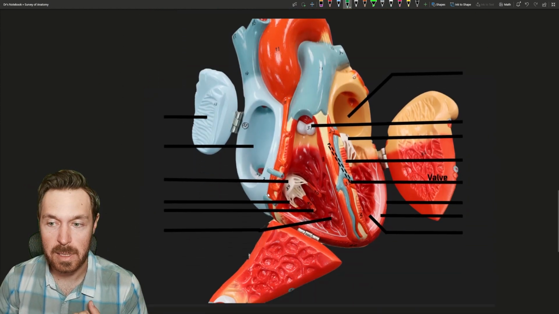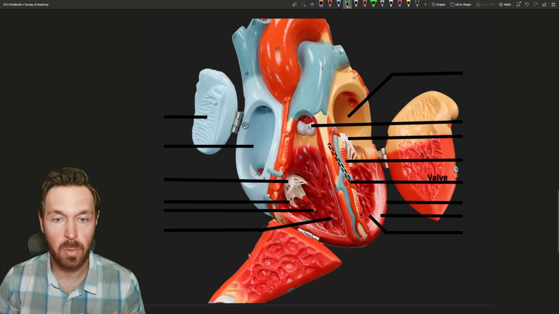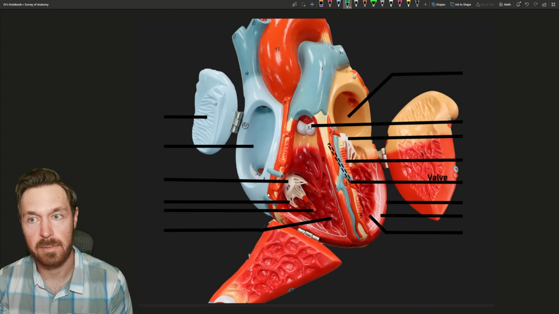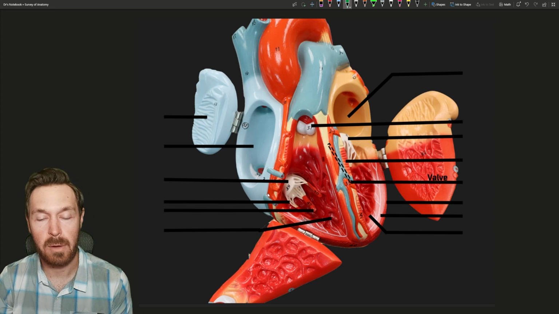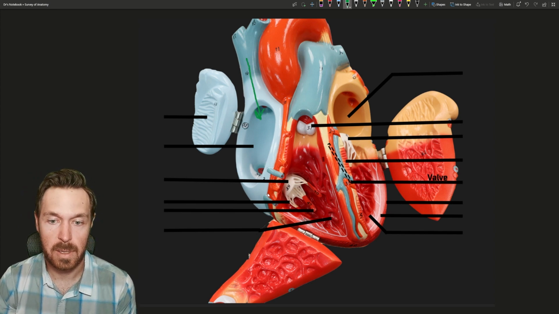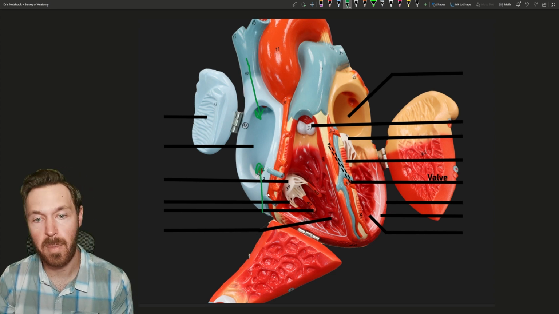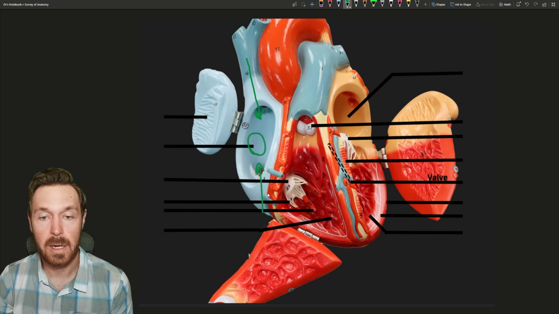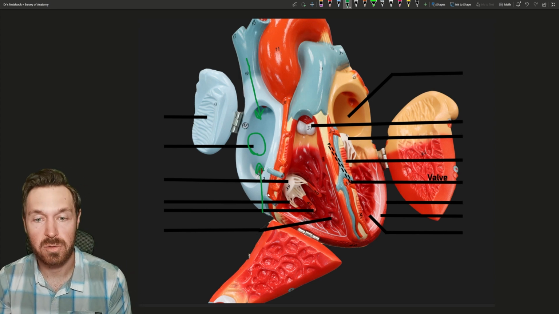All right, last image here is going into more of the internal structures and focusing on that. I always like to imagine returning to the heart via the superior and inferior vena cavas in here. So we're coming back into that atrium, and this is the right atrium right here.